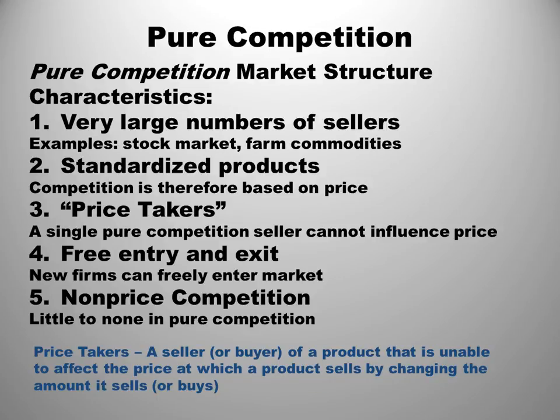Number two, these are by definition standardized products. My share of Apple is just as good as your share of Apple. A banana is a banana, gas is gas, milk is milk. So competition is therefore based on price, as the products are essentially sort of the same, which makes the buyers and sellers price takers. A single seller or buyer can't influence the price, and so therefore they're called price takers.